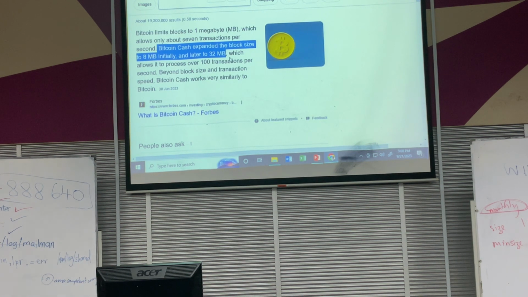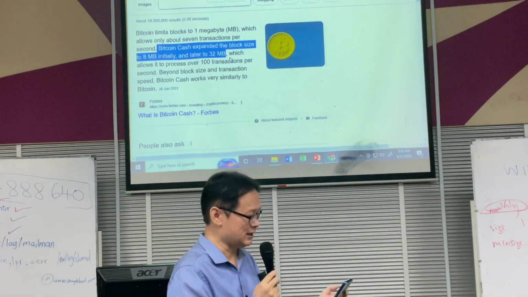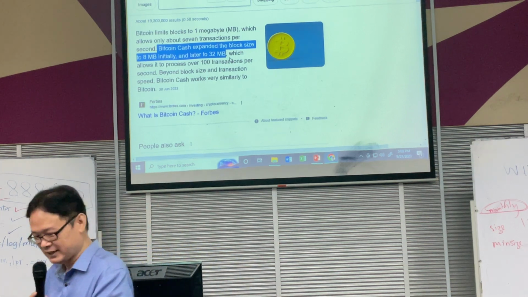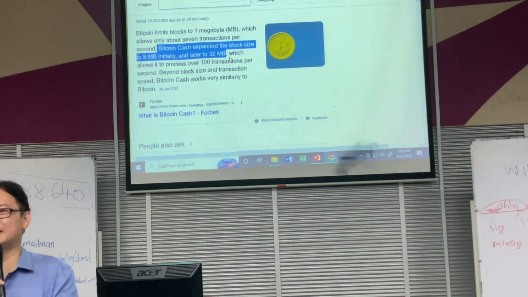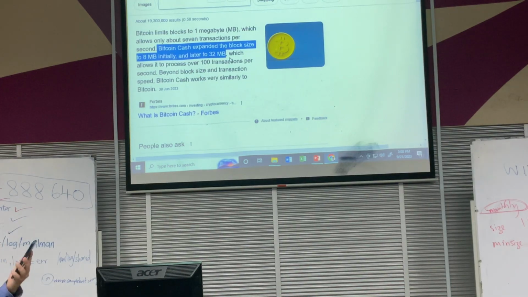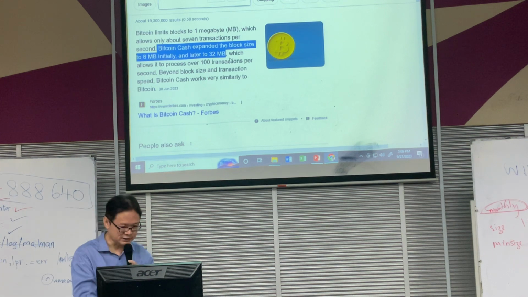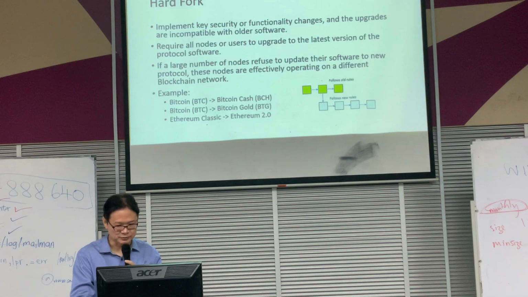I tell you, Bitcoin today the price is 127,000 ringgit. Bitcoin Cash, from the same family, is only 1,000 ringgit. The symbol for Bitcoin Cash is BCH. For Bitcoin, the symbol is different: BTC. So this is an example of this kind of hard fork.